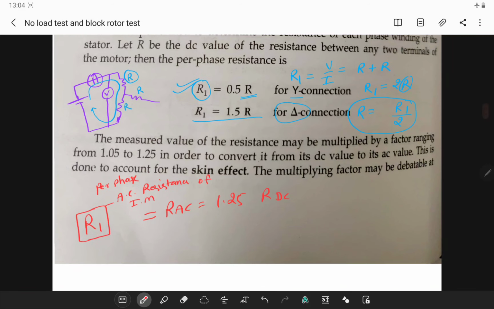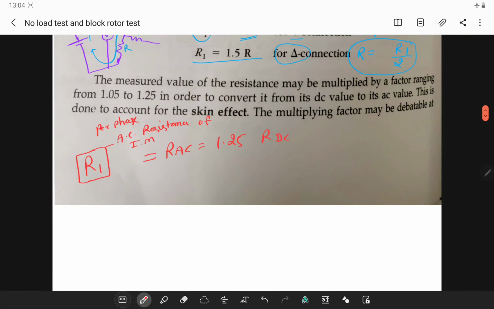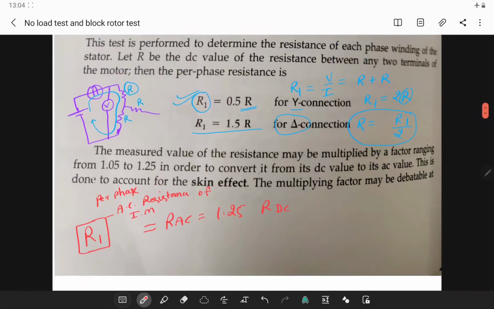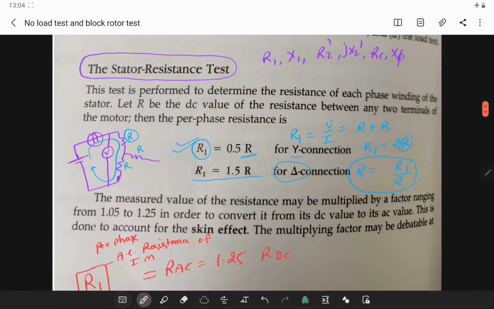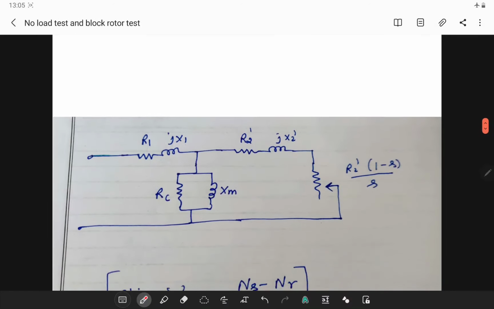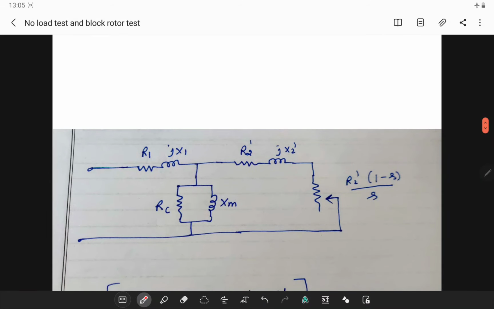This R1 will equal the per phase AC resistance of the induction motor. Okay, so this is all about the stator resistance test. Now moving further, you all know the circuit diagram of an induction motor is like this.